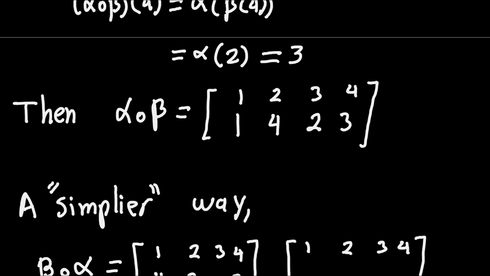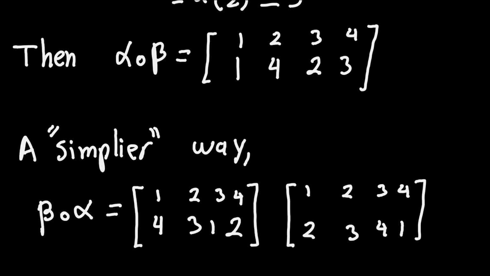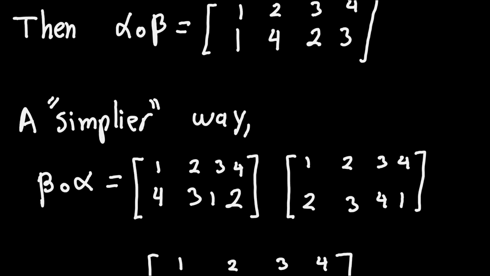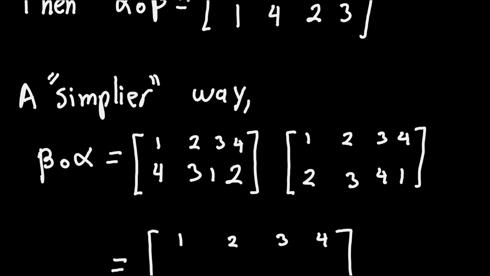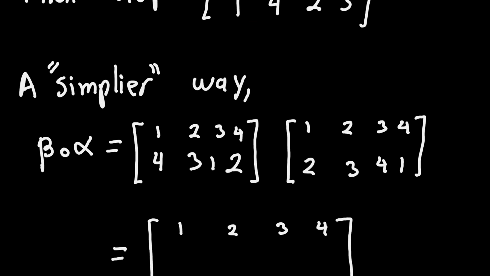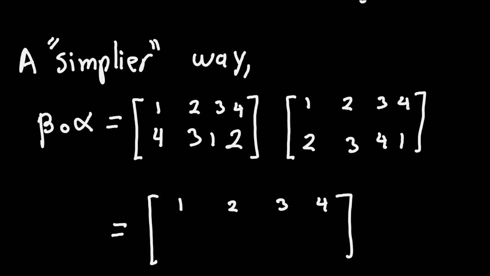Now I'm going to do the other one in another way that we could maybe call a simpler way. To do that one, beta composed with alpha, is still a composition that we can compute the way we did the other one, but this one is, I think, a little bit easier because you can use a visual representation in this case.